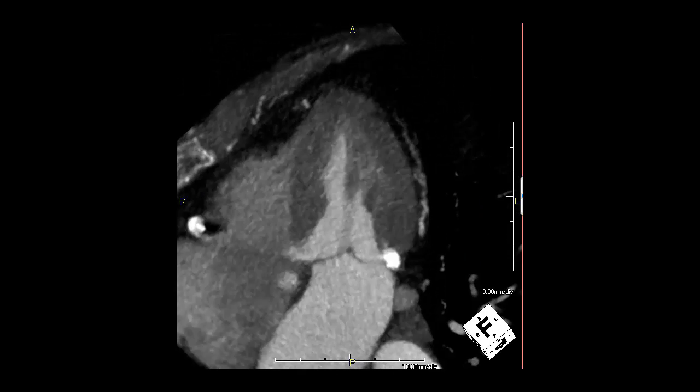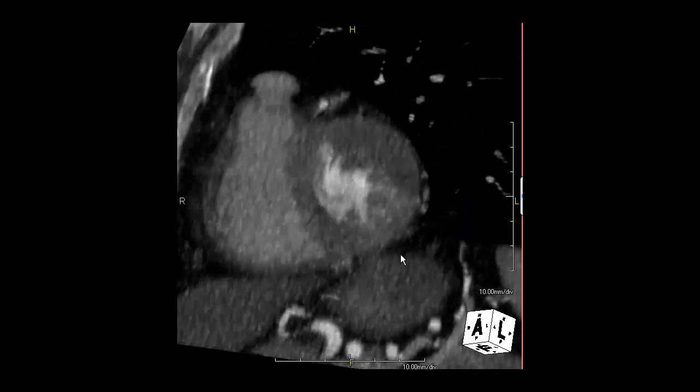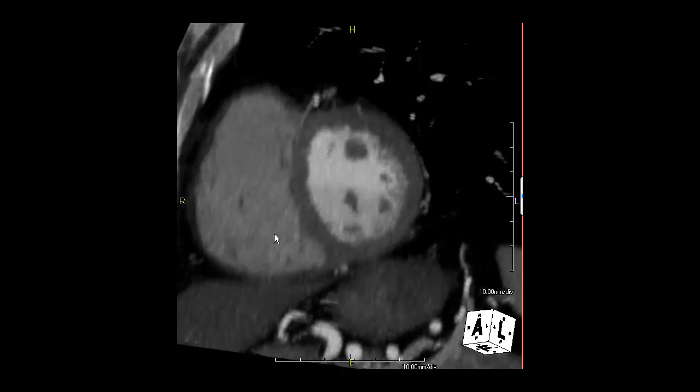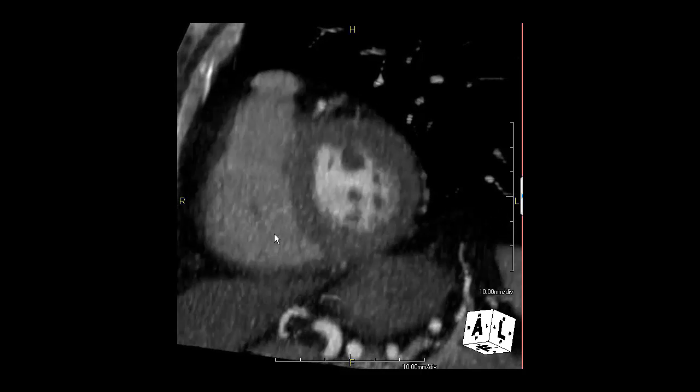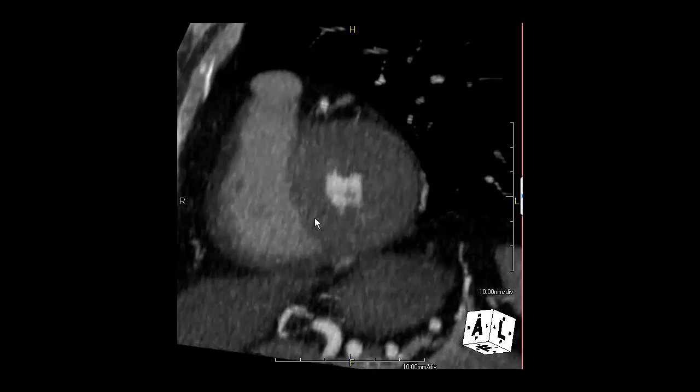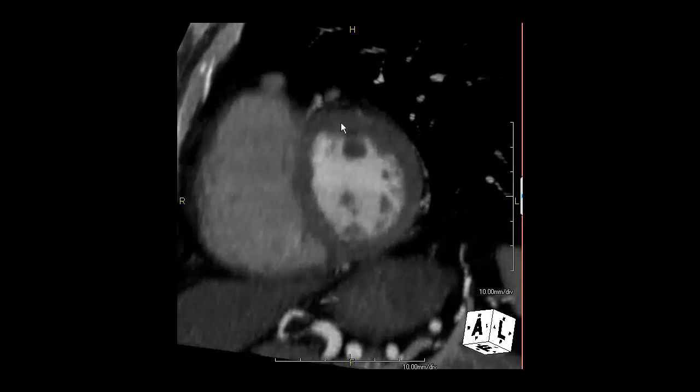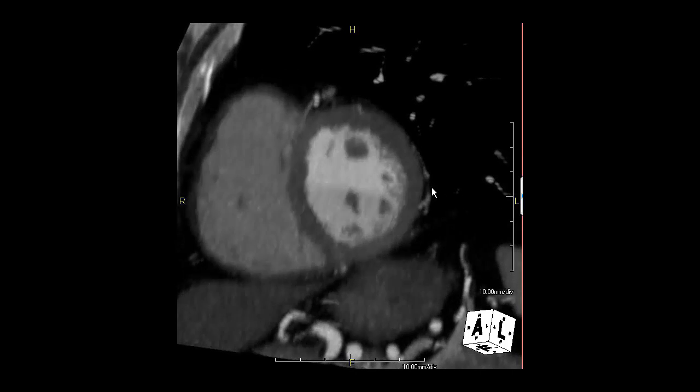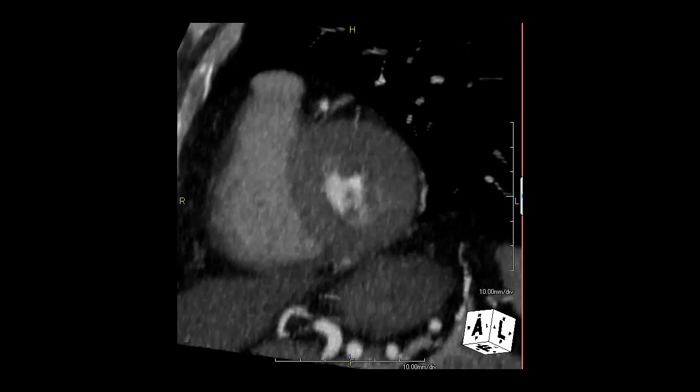Here's a vertical long axis view showing again excellent function in the anterior wall, apex, and inferior wall. And finally, returning to the short axis, we have also excellent function with no evidence of clear left ventricular hypertrophy, with normal function in the septum, anterior wall, lateral wall, and inferior wall.